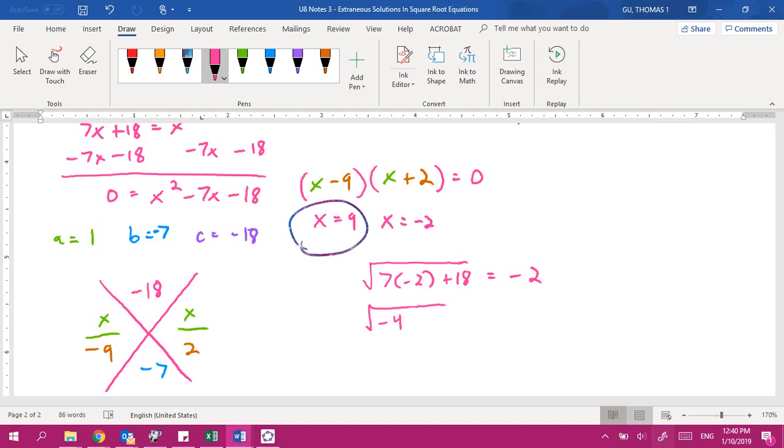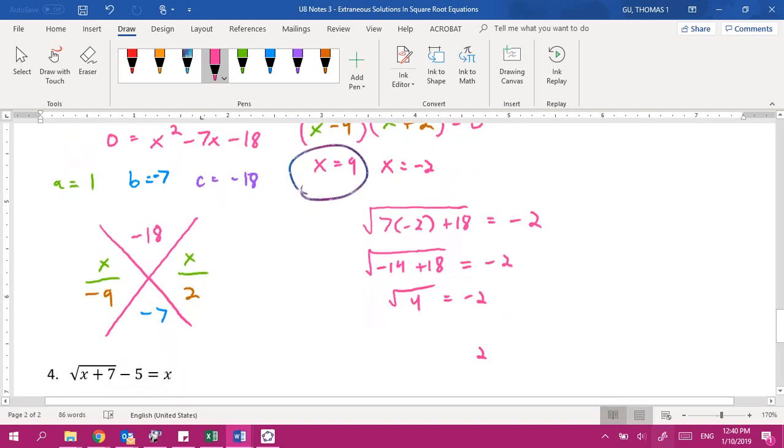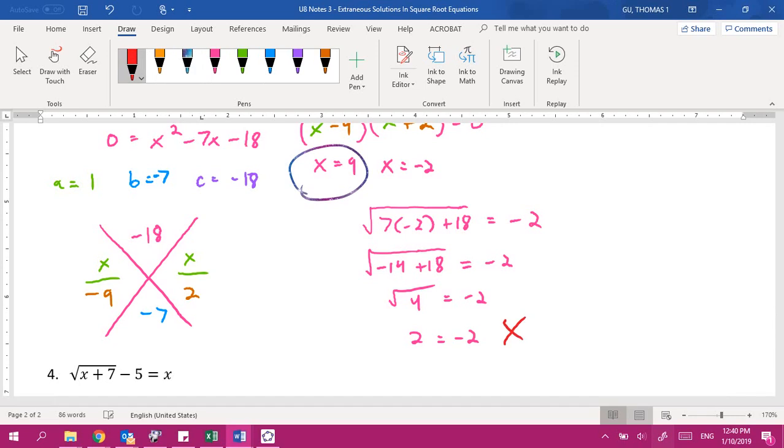Okay, or if you don't get that right, you could work it out and you will see that it's going to be the square root of -14 plus 18 equals -2. This is the square root of 4 equals -2. What's the square root of 4? 2. 2 equals -2, which is not true. So regardless, if you get it by understanding that square roots cannot be negatives, or you work it out, you're going to get the same answer. Okay? So that's that one.